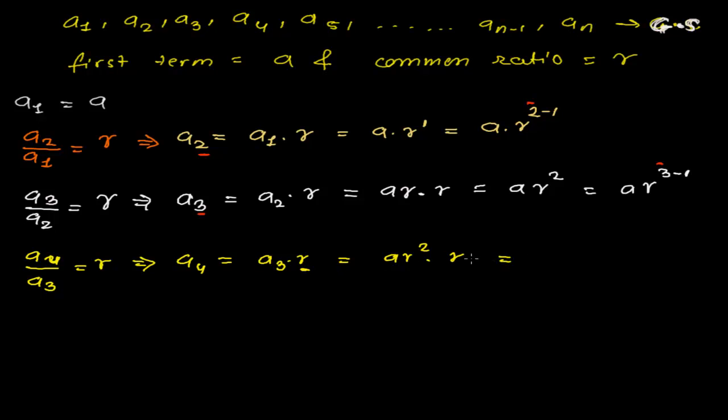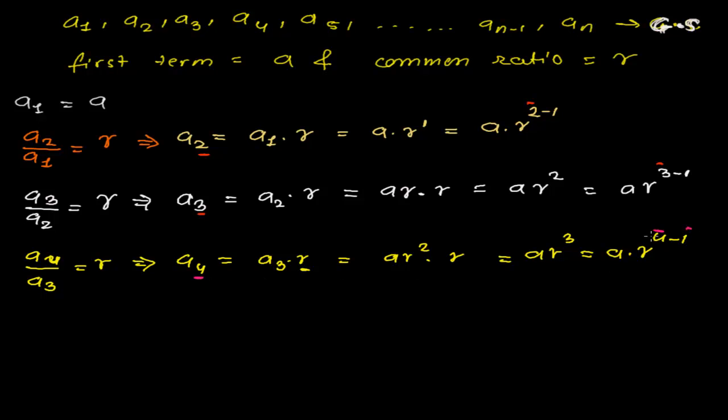So altogether how much did I get? I got a r to the power 3. And if I write it in this way, then it will be the first term times r to the power 4 minus 1, right? Here we got again that this is my fourth term, that's why r to the power 4 minus 1.